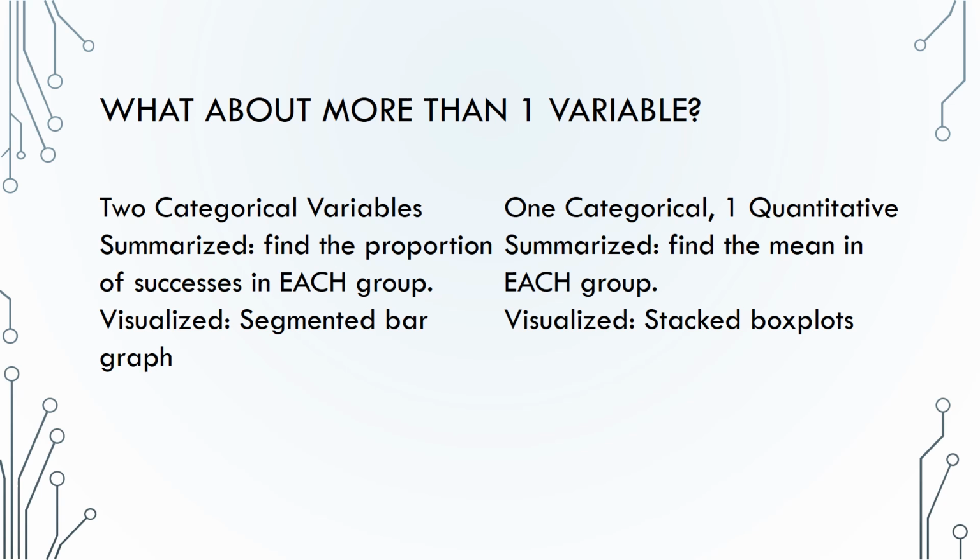If, in our two-variable scenario, one was categorical and one was quantitative, we would find the mean in each group. In other words, find the mean of the quantitative variable for each level of the categorical variable. Again, we could find the ratio of the means, but much more commonly, we'll look at the difference between the two values. We can visualize one categorical and one quantitative variable using stacked box plots, where we have a box plot displaying the quantitative variable for each level of the categorical one.